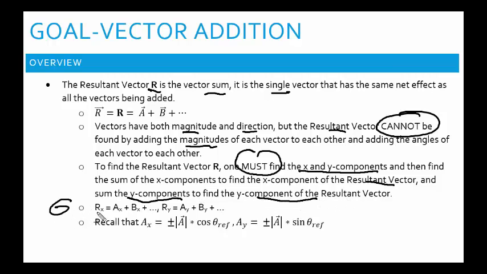Symbolically, the resultant vector's x component is the x component of the first vector being added, here A sub x, plus B sub x, plus and so forth. The resultant vector's y component is also the sum of the y components. To do this, we have to use what we learned before. Recall that the x component of, say, vector A is plus or minus (the sign must be manually prefixed) the magnitude of the vector, here A, times the cosine of the reference angle. A sub y is plus or minus the magnitude of the vector times the sine of the reference angle.